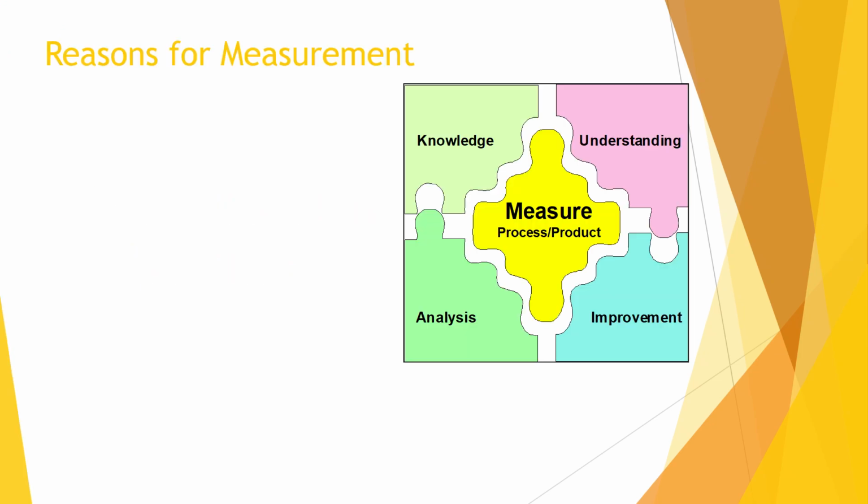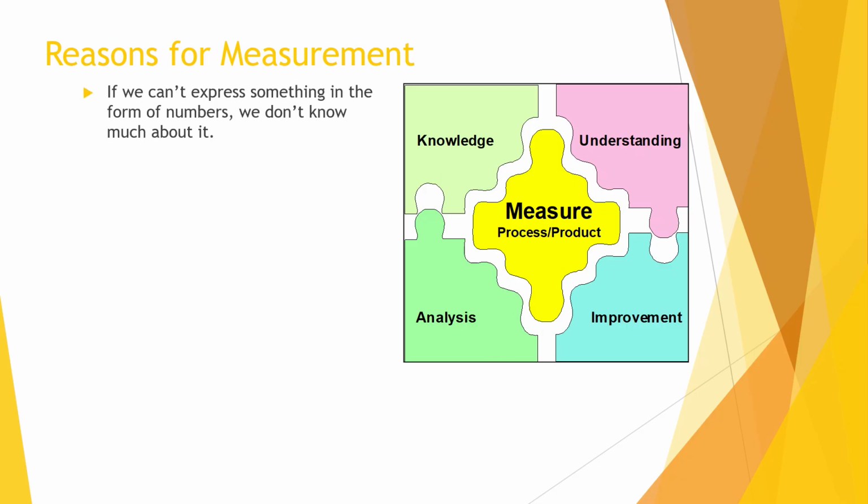Reasons for measurement. If we can't express something in the form of numbers, we don't know much about it. If we don't know much about it, we can't control it. If we can't control it, we're at the mercy of chance. So you have the measure, process, product, knowledge, understanding, analysis, and improvement.